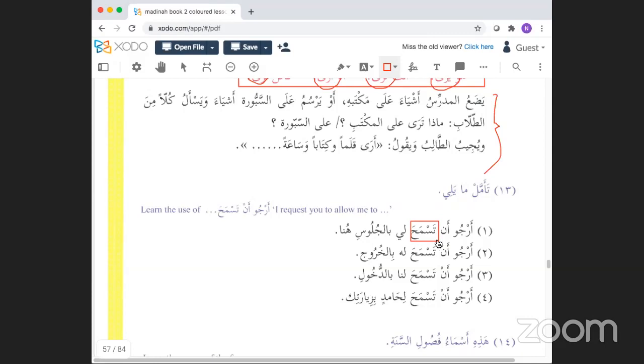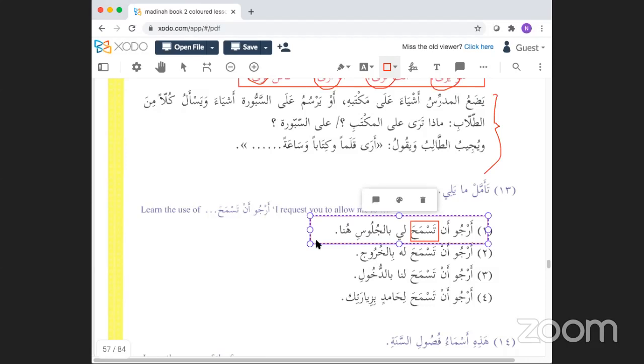And tasmaha, or as-samah, it means to allow or to give permission. So when he said, "Arju an tasmaha li bil julusi huna," it's like he's saying, I hope you can give me permission, or I request you to give me permission to sit here.